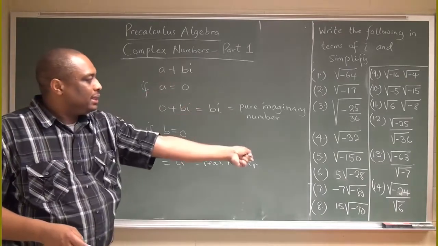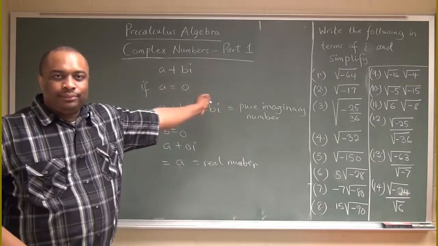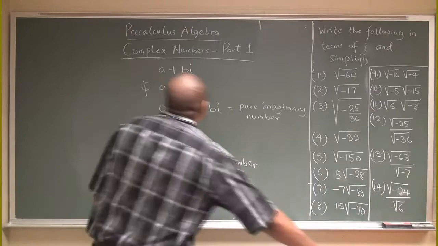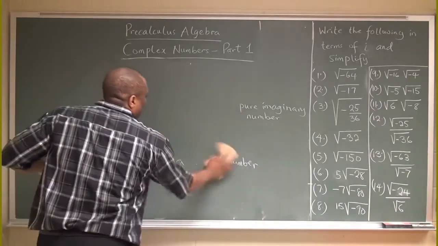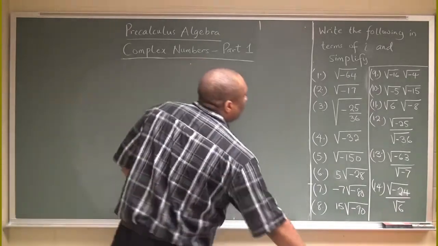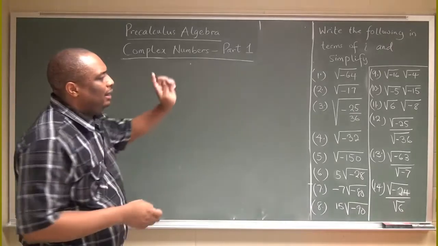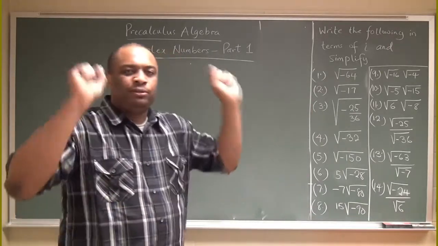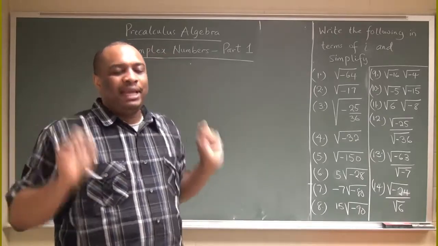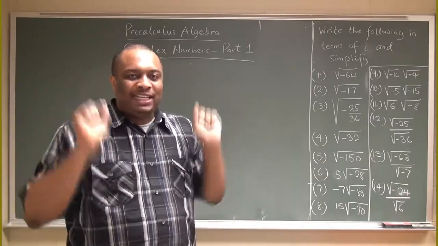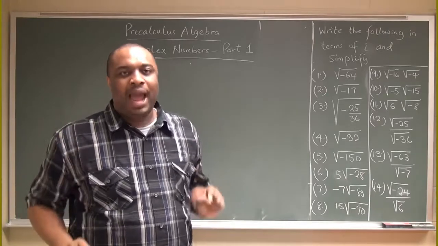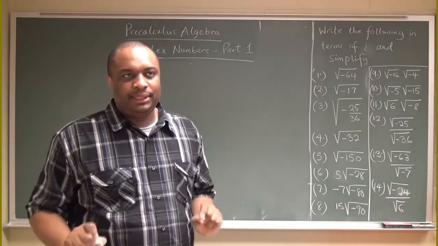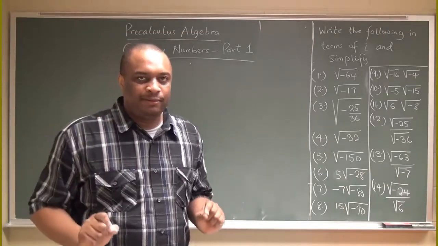Let's now solve some questions and then we call it a day. Okay, number one. Like I mentioned earlier, when you want to find the square root of a negative number, you must express it in terms of i. Must. Yes, you must do that. Express it in terms of i.